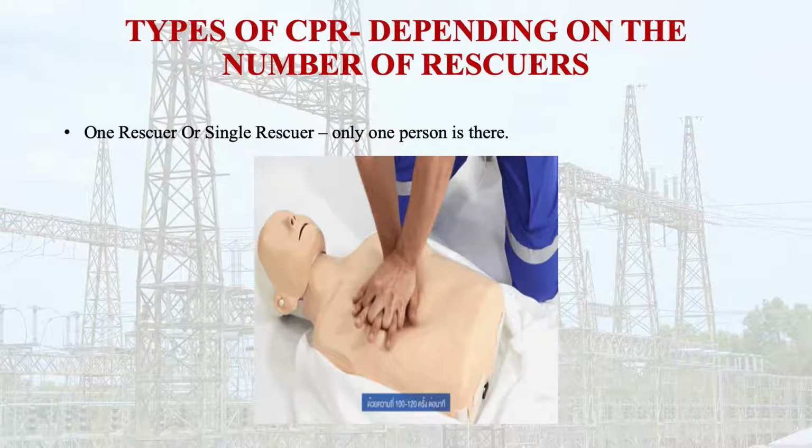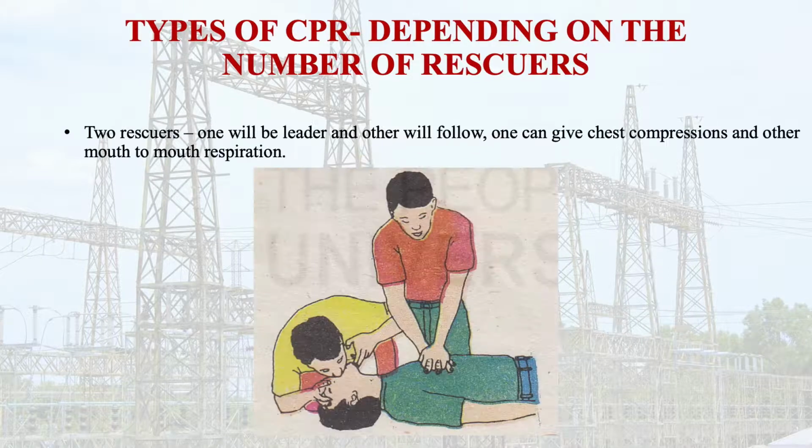Types of CPR which depend on the number of rescuers. There is one rescuer, which is also known as single rescuer CPR. Only one person is there. As you can see, only one person is giving the chest compressions and then he will also give the respiration. Then there are 2 rescuers. Two partners will be there. One will be the leader and the other will follow. The leader will give the directions, he can give the chest compressions, and the other person will follow the lead and then give mouth-to-mouth respiration.